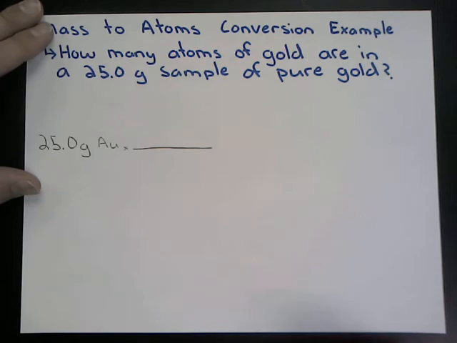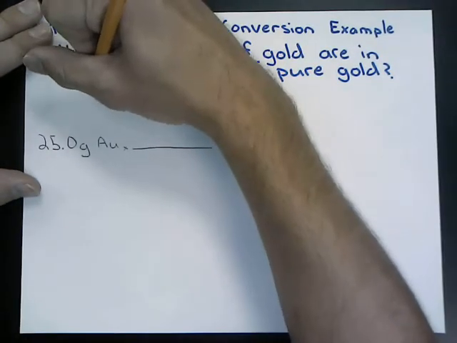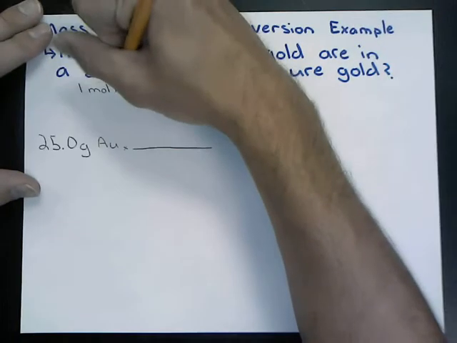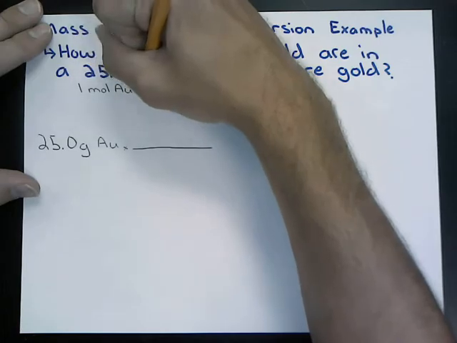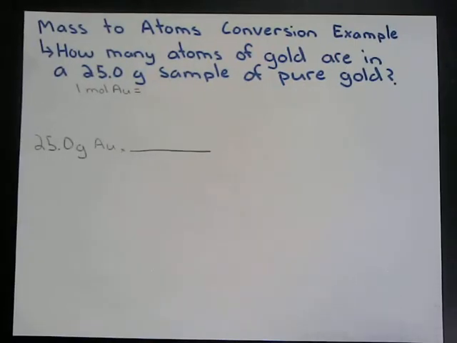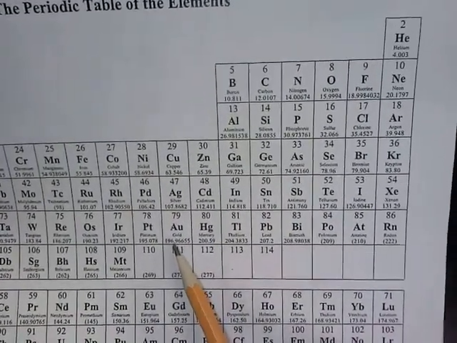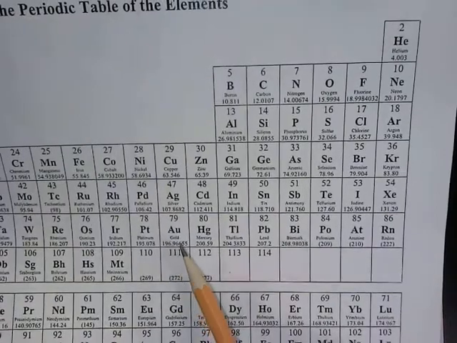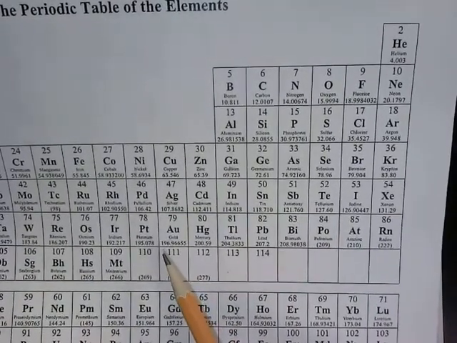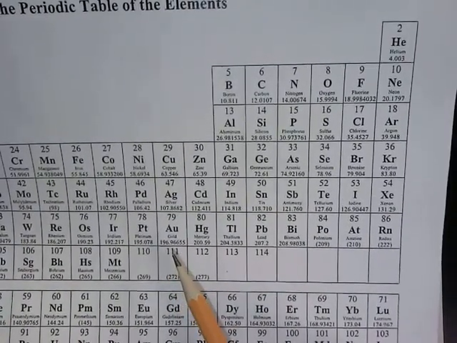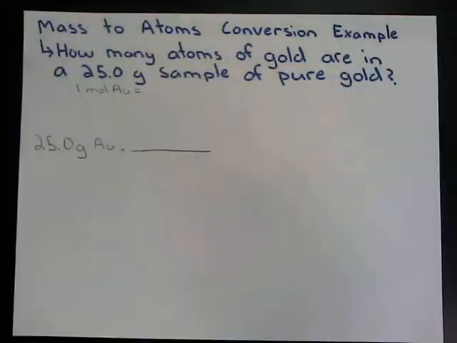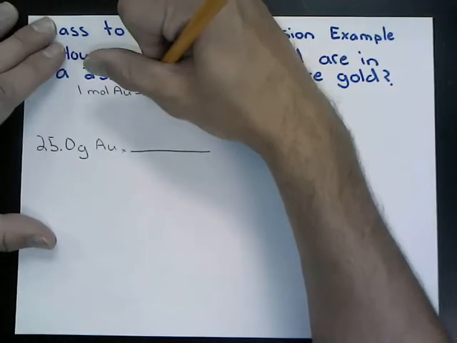So our first thing that we're going to have up here is this: 1 mole of gold, Au, is going to be equal to some number of grams. That number of grams can be found on the periodic table. So we look up gold and we have the value here. And we're going to round to 2 decimal places. So this rounds to 196.97 grams for every 1 mole.